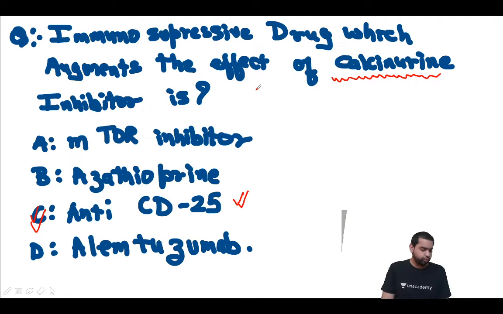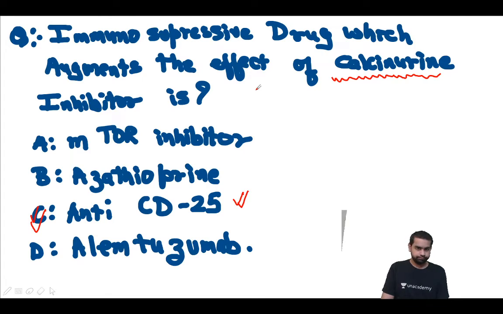I knew this kind of question was going to come, but please understand this is again a direct line from Levin Bailey. If such a question comes, I completely get your point that an mTOR inhibitor also doesn't let the interleukin act in a proper manner, but please understand the answer to this particular question is anti-CD25, direct line from Levin Bailey.